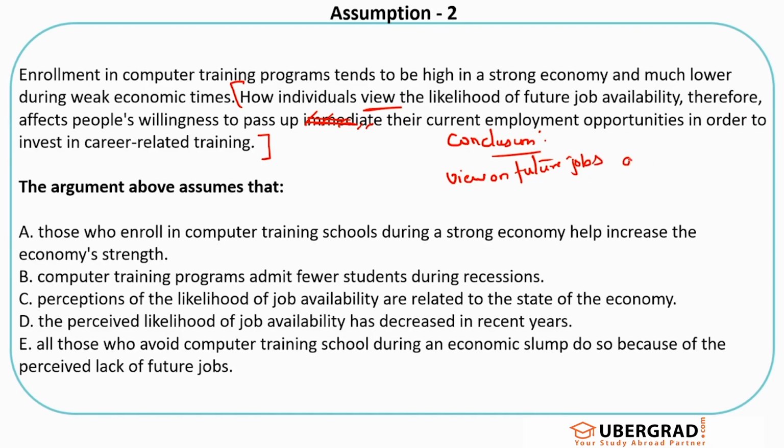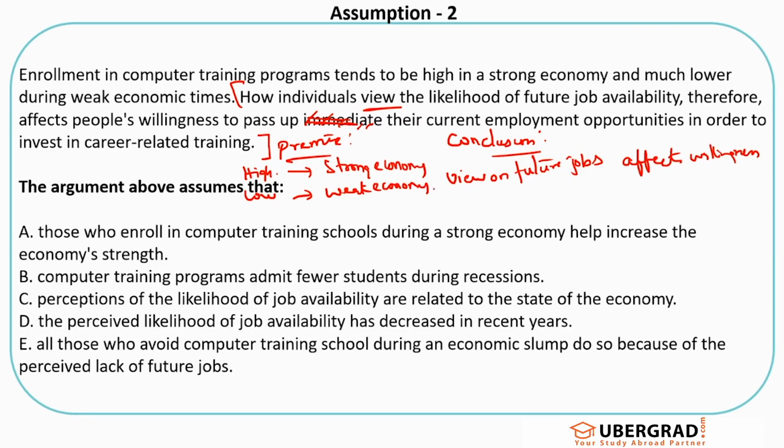The conclusion is that how people see the view on future jobs affects the willingness to take the risk of leaving the current opportunity and investing in training or not. What is the premise made here? That computer program enrollments are generally high in a strong economy and low in a weak economy. High enrollment in a strong economy, low enrollment in a weak economy. So he's saying that in a strong economy people enroll a lot, and in a weak economy people enroll less.